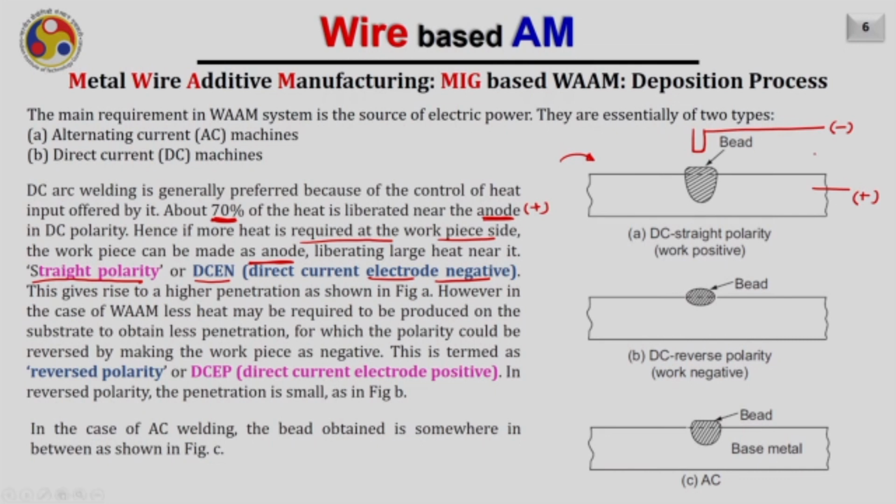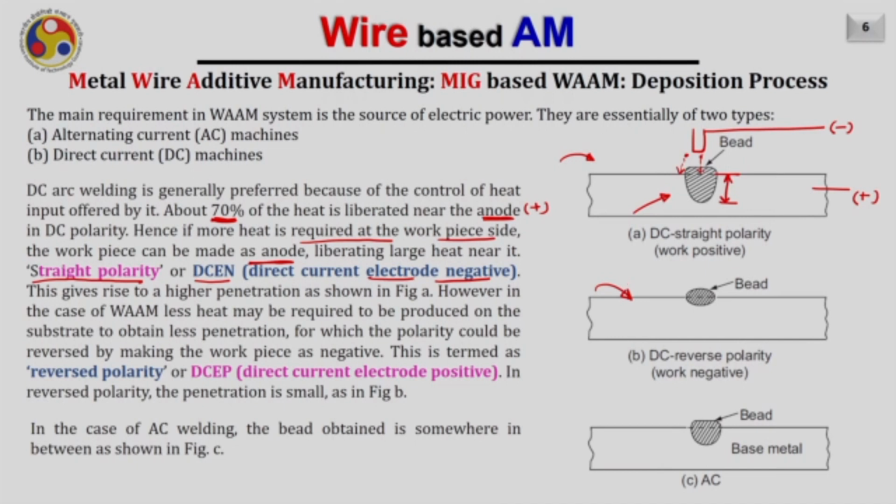Now, the electrons will come from this end and they will move towards the substrate. As a result, as more electrons will travel towards the substrate or the workpiece, more heat will be generated on this side. As a result, a greater penetration will be obtained. However, in the case of WAAM, we may not really require a very high penetration on the substrate, and we may require a minimal penetration on the substrate.